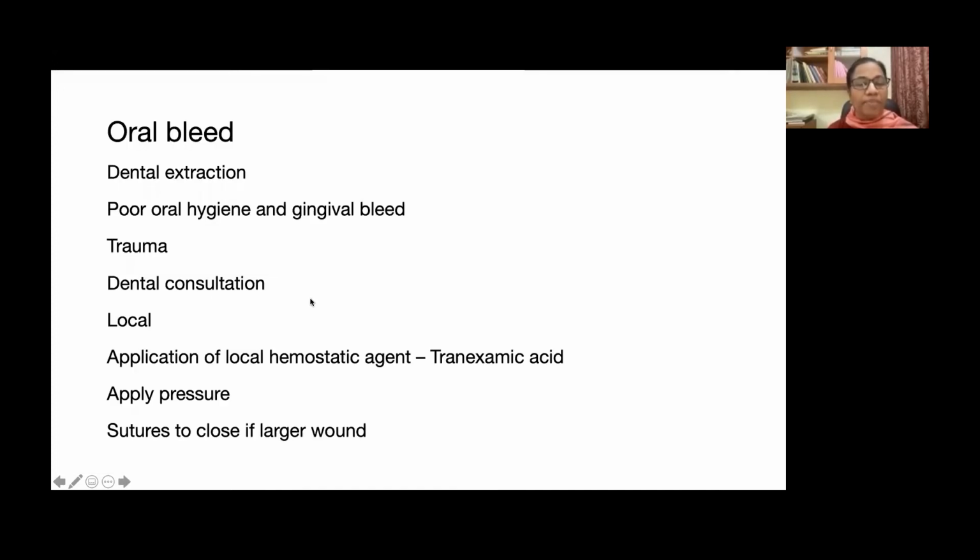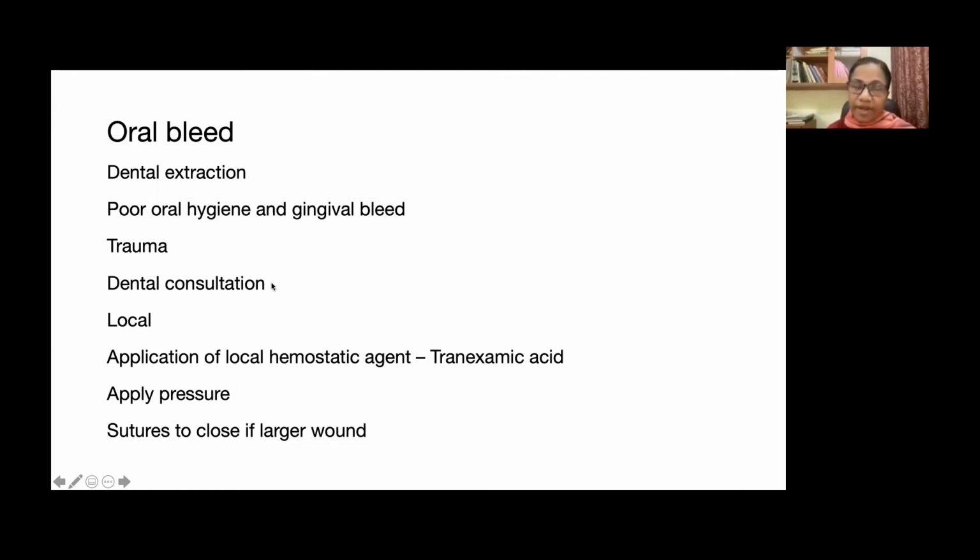In case of oral bleeds, this is very common in children because of dental caries and tooth extraction. Following tooth extraction, all these are common. So poor oral hygiene and gingival bleed. You should remember that each tooth is a patient in case of hemophiliacs. And it can be a traumatic oral bleed, lip injuries, tongue injuries, all these are common with children. With sharp objects, they come with injuries. So a dental consultation should be done.